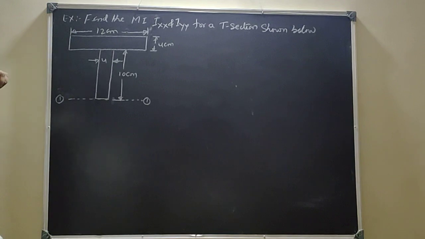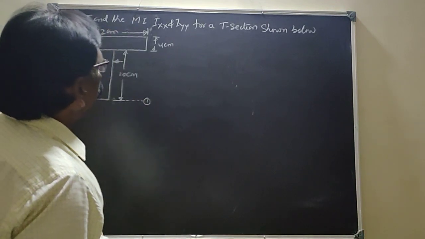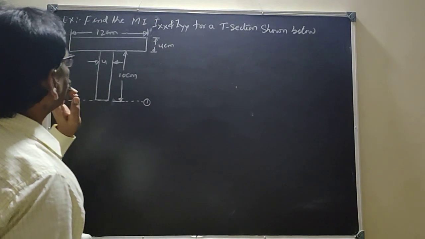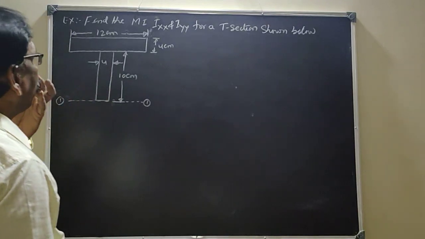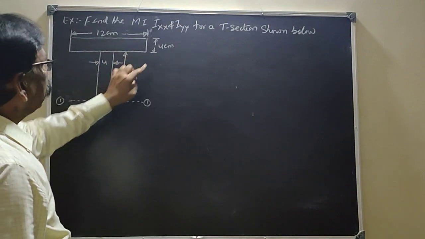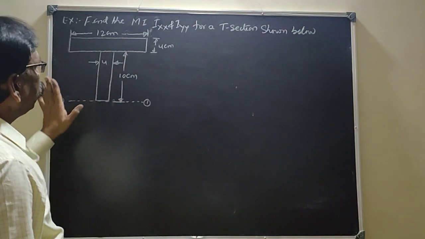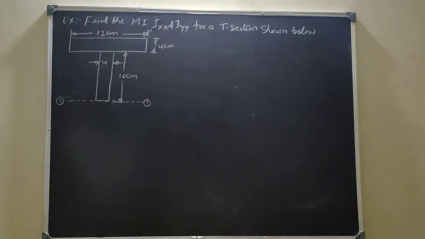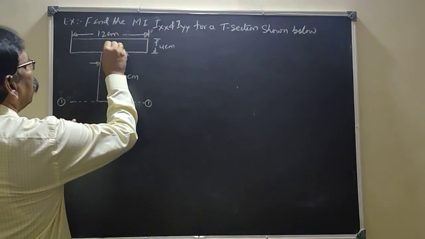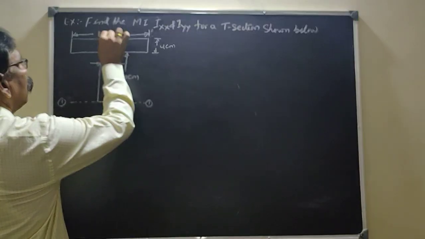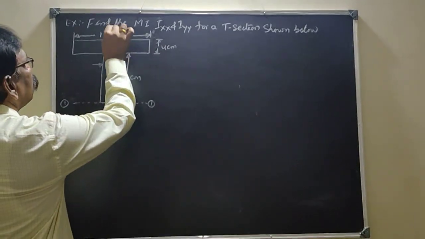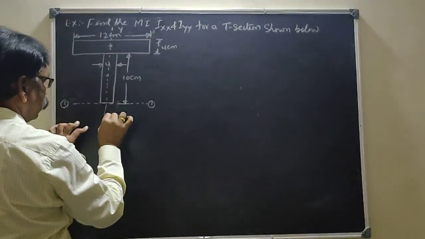Now, this is an example: find the moment of inertia Ixx, Iyy for a T section, which is shown in the figure. This section is 12 centimeter by 4 centimeter and 4 centimeter by 10 centimeter. It is in the form of a T. As you find, the center of gravity of these two sections are falling on the same line, that is, the y axis.